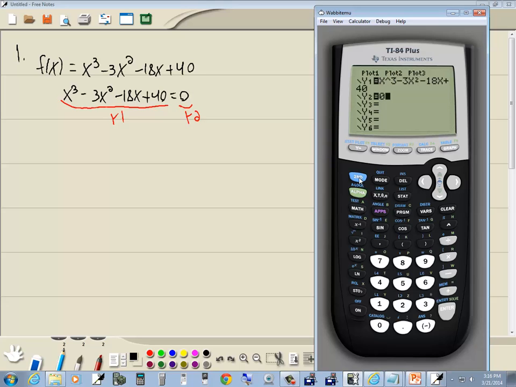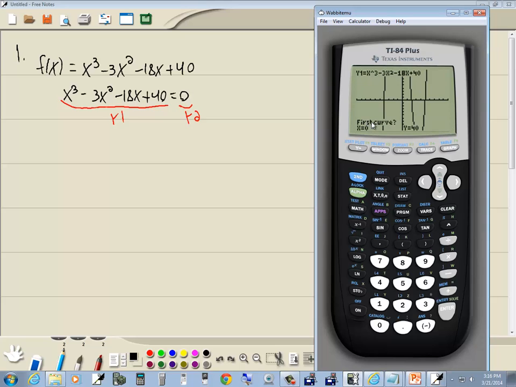Okay, so we're going to do second trace. Be sure you have 0 on y2. This doesn't work if you don't have 0 on y2. So second trace, and then we want to choose intersect. So I'm going to press the number in front of it, the 5. Now our answers are going to be where it crosses the x-axis. Looks like negative 4 is one answer, 2 is another, and 5 is the third one.